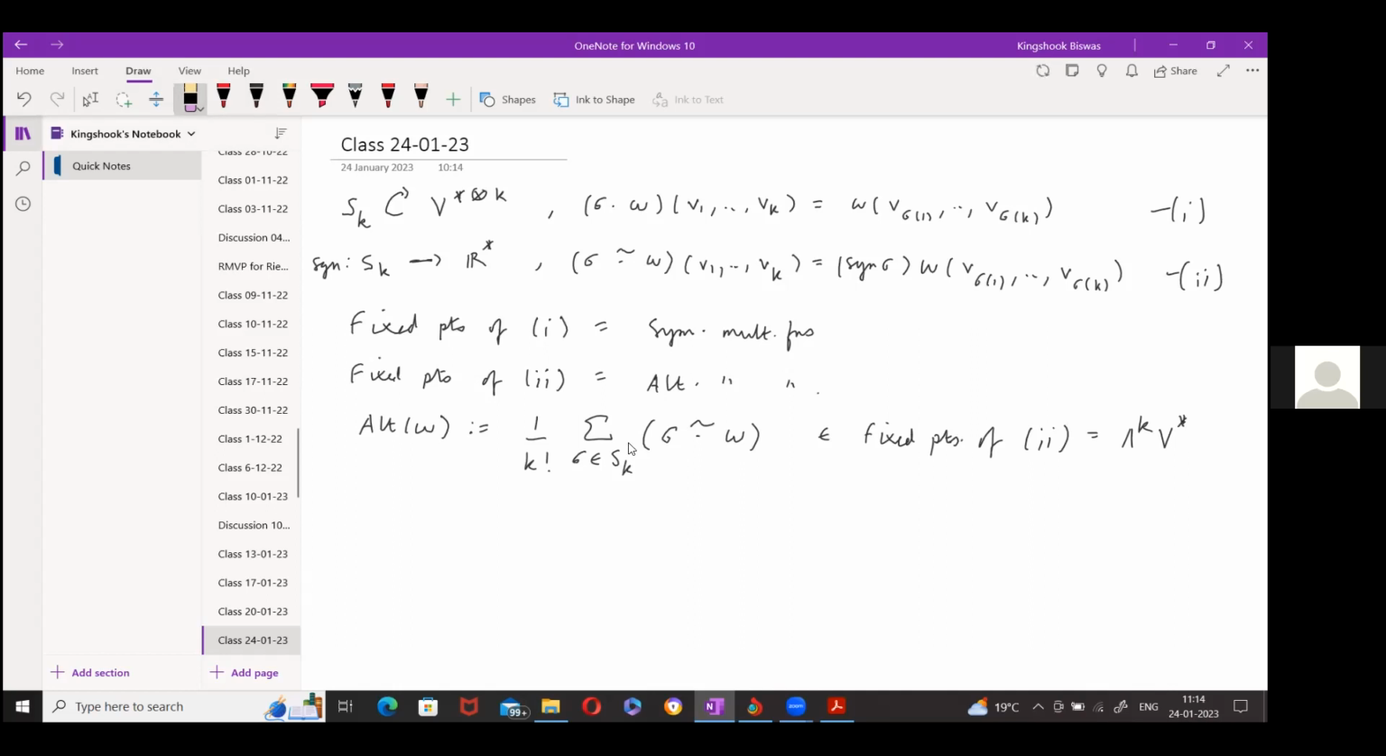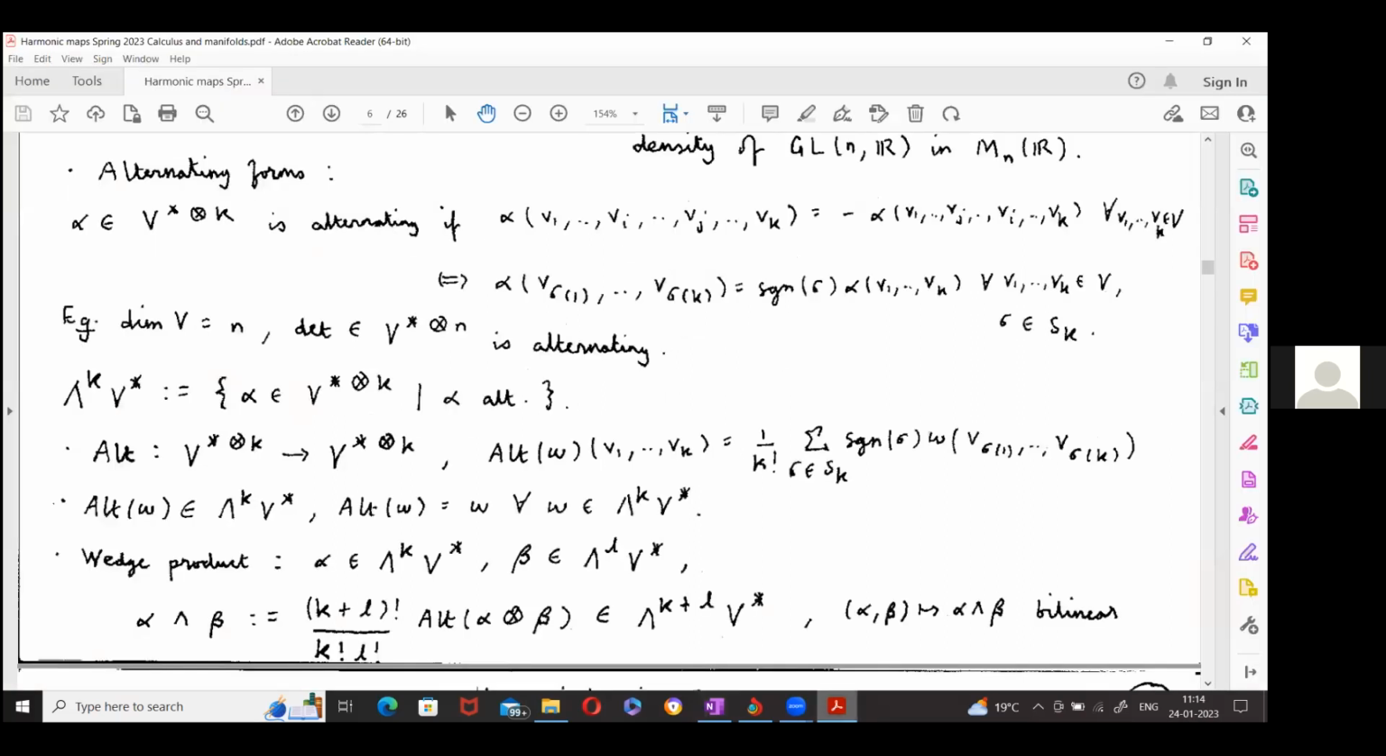Okay. Is this clear? Yes? Yes. All right. So that's what we're doing here when we define this alt map. We're just averaging over the group with respect to this twisted action. Okay. So then it's clear that alt omega belongs to the space of alternating forms.